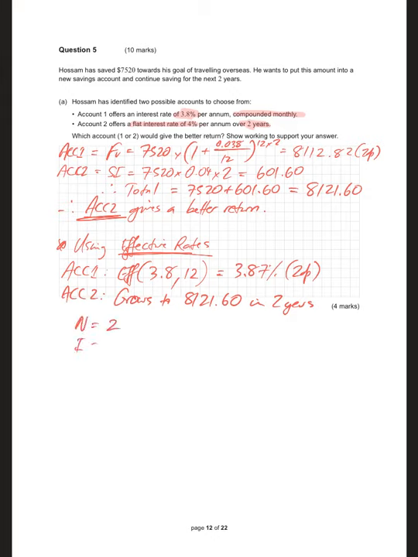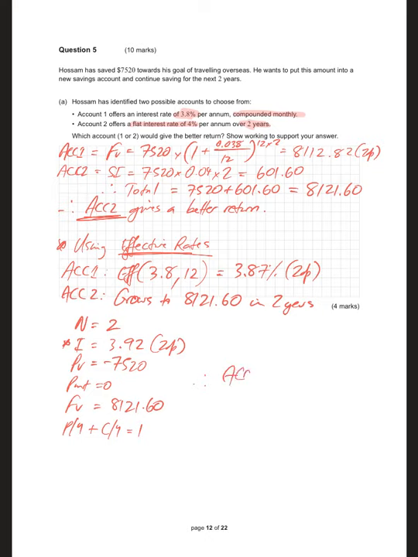2 years of growth. What is the rate if I started off with negative 7520? Why is it negative? Because I put it into the bank. I didn't make any payments, so PMT is equal to 0. It grows to $8121.60, and it was compounding yearly, which is what the effective rate of an investment is. So apps, finance, TVM Solver, 2, negative 7520, 0, 8121.60. Solve for I is 3.92 to 2 decimal points.